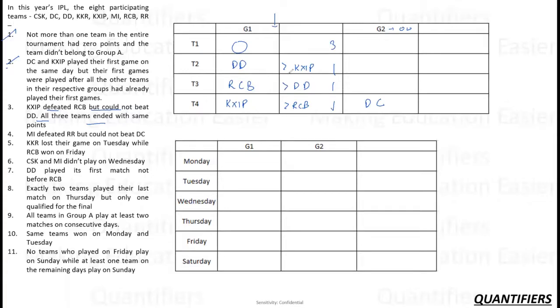Okay, very good analysis. Okay, fourth, MI defeated RR but could not defeat DC. So MI defeated RR but could not defeat DC. Okay, so DC is the winner here, MI is the winner there. Okay, fine. KKR lost their game on Tuesday while RCB won on Friday.